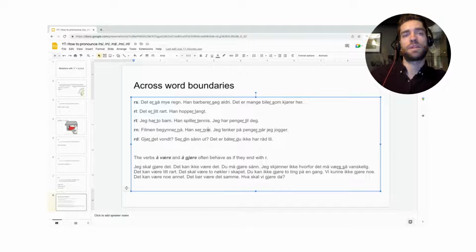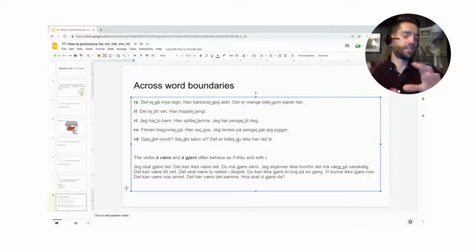Jeg tenker på penger når jeg jogger. So we don't say filmen begynner nå. Han ser noe. Jeg tenker på penger når jeg jogger. These are very unnatural sentences. We definitely have the mutation. Gjør det vondt? Here we're on RD. Ser din sånn ut? Does yours look like that? Det båter du ikke har råd til.